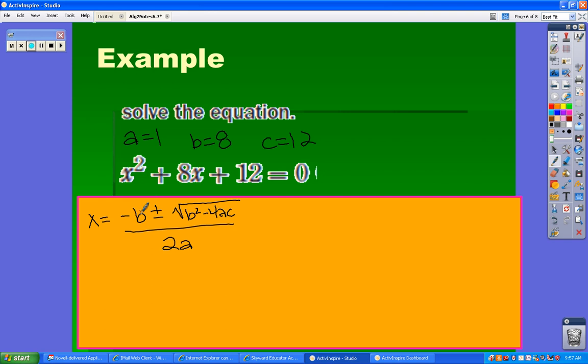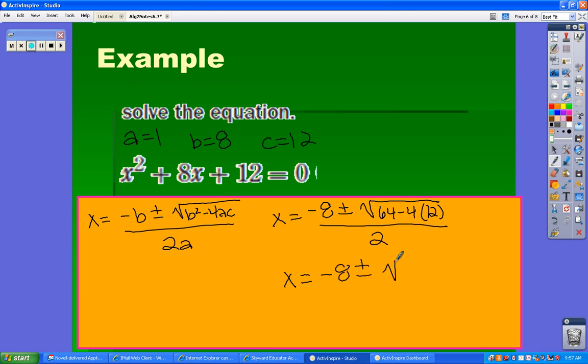Okay, so negative b, that'd be negative 8. x equals negative 8 plus or minus the square root. I usually do the b squared in my head, so that's going to be 64 minus 4, and I usually multiply the a and the c in my head also. All over 2a, which is just going to be 2. x equals negative 8 plus or minus the square root of 64 minus 48. That's 16. Square root of 16, all over 2. This is 4. x equals negative 8 plus or minus 4 over 2.